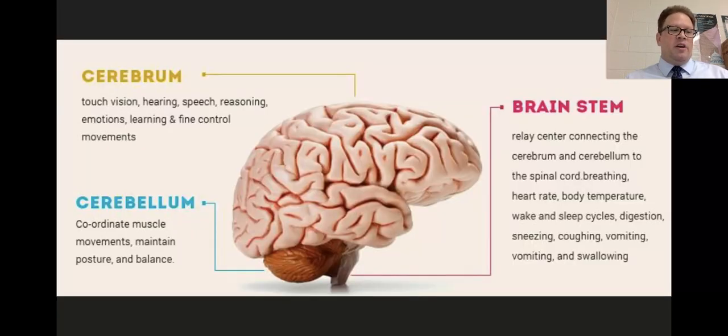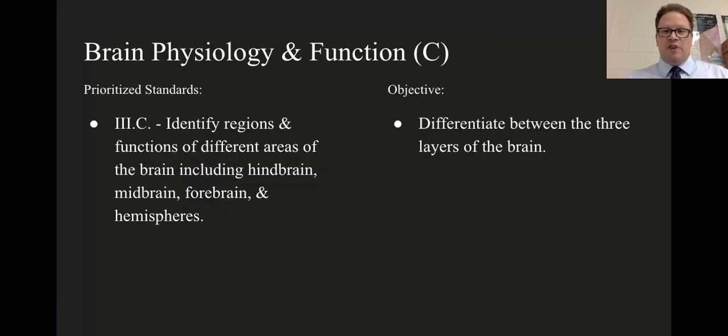Now, the forebrain also includes the cerebrum, which is the largest part of the brain and is made up of the two cerebral hemispheres, which we're going to talk about in the next lecture video in depth because it is so complex. All right, that concludes Brain Physiology and Function, Section C lecture. Our prioritized standard again was 3C, and objectively now we can differentiate between the three layers of the brain.